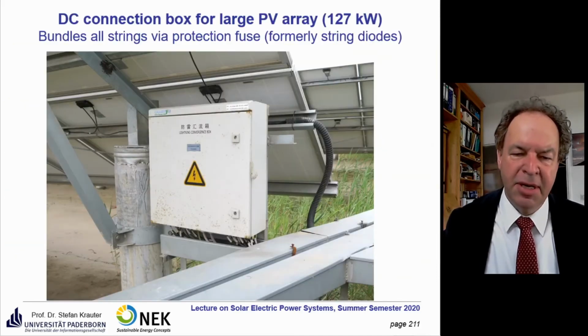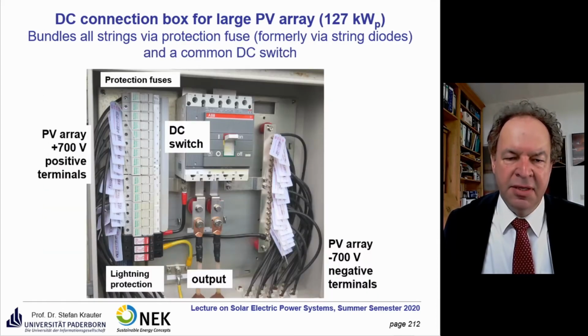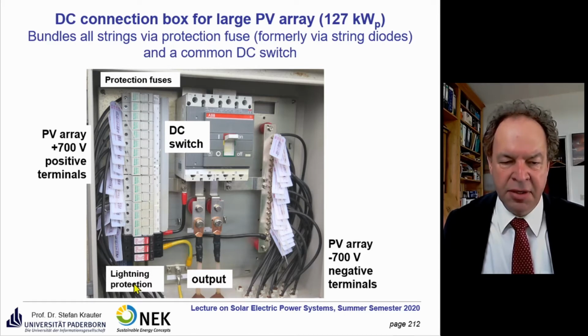So here you see some pictures of some configurations. This is from a large power plant in China. This is the DC connection box, or junction box, or combiner box. We open it here, so this is inside. Here all the different cables from the different string arrays come together. And instead of string diodes, there are protection fuses here. And here is a lightning protection. So if somewhere on the power plant there is over voltage, it will be short-circuited here to the ground.